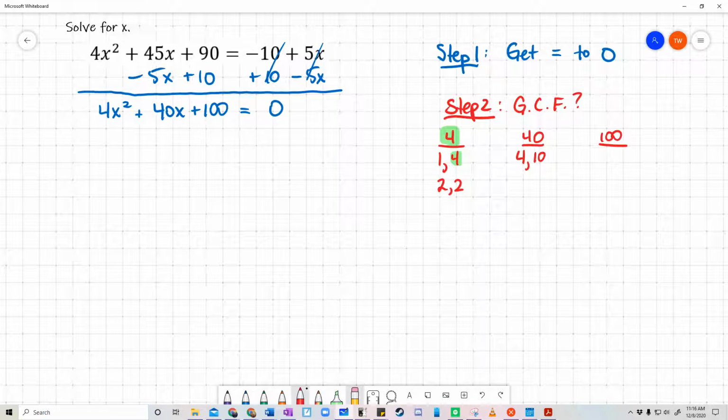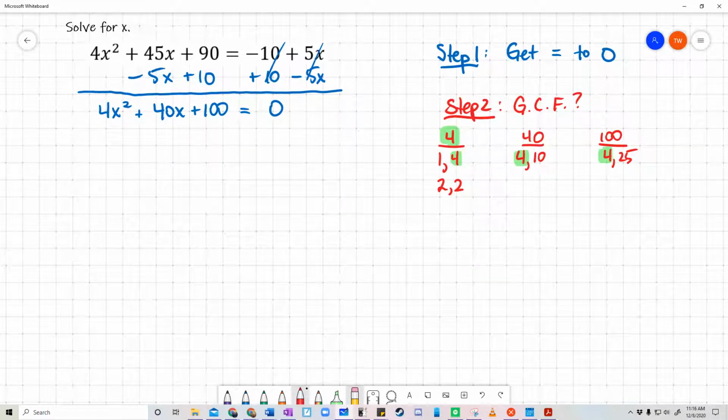40 is 4 times 10. 100 is 4 times 25. So they all have a factor of 4 in common, and they can't have anything larger than that. So let's rewrite our 4x squared plus 40x plus 100 in our blown up factored form for our side work.